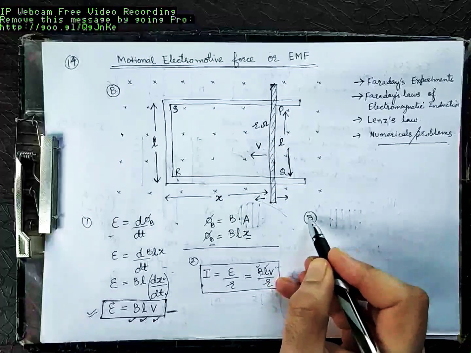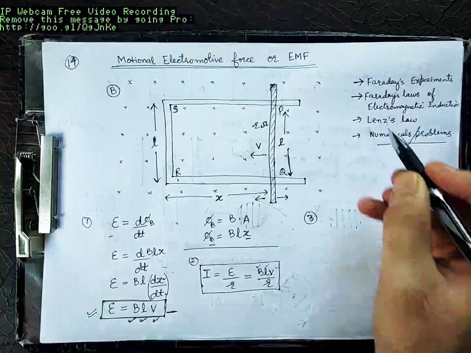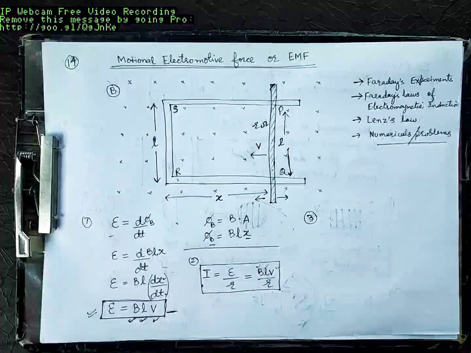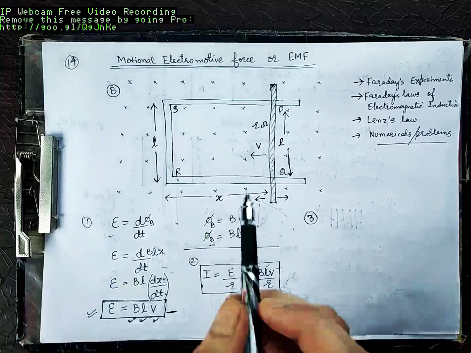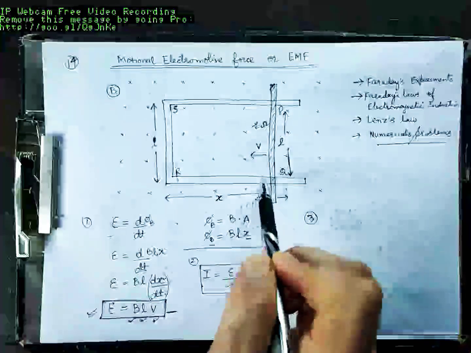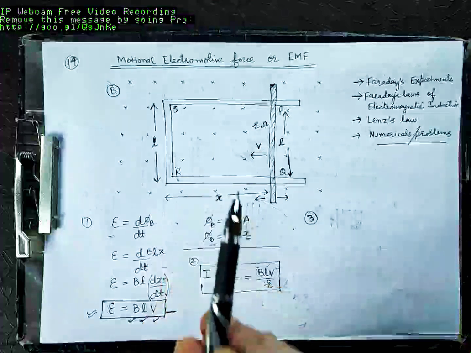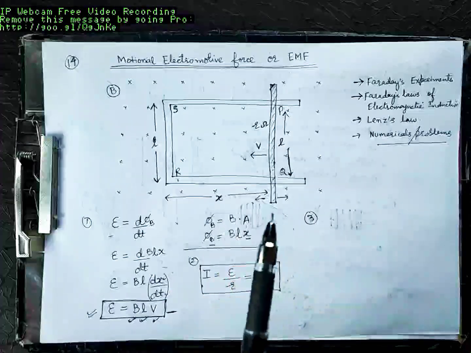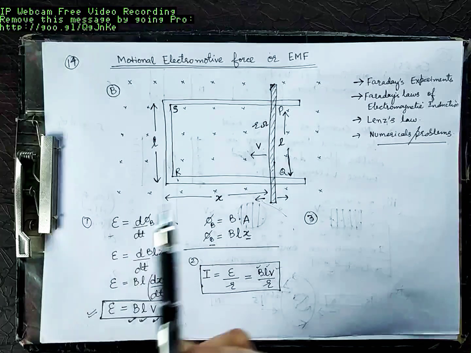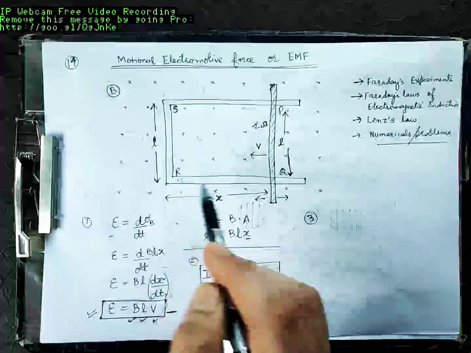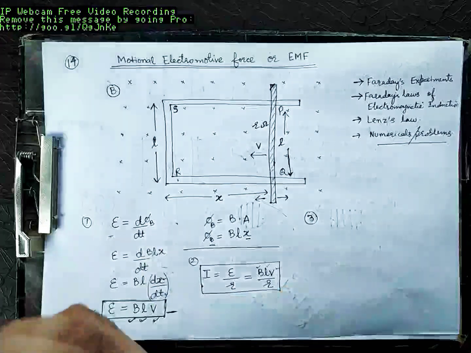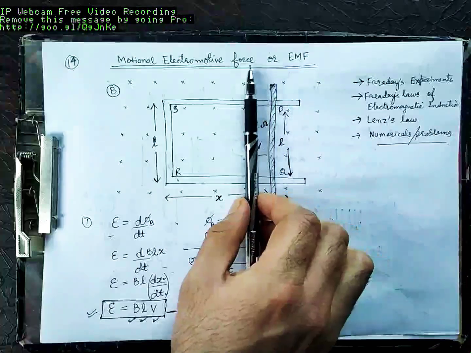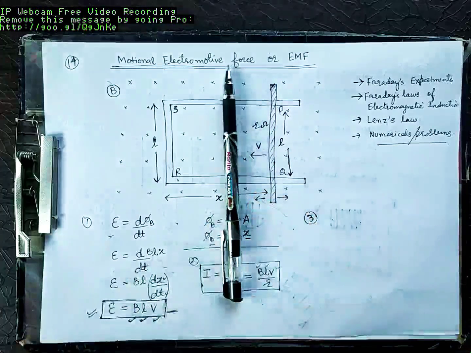So what is the direction of current here? We already know from Lenz's law. Lenz's law gives us the direction. And according to Lenz's law, the current will flow in this loop such that it opposes the cause that originally produced it. What is the cause of the current flow here? Change in flux. But what is the change in flux? Is flux increasing or is flux decreasing? When we move this conductor towards left, flux is decreasing.